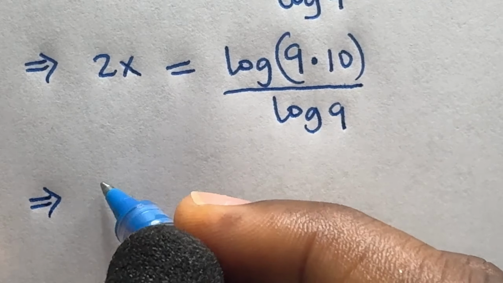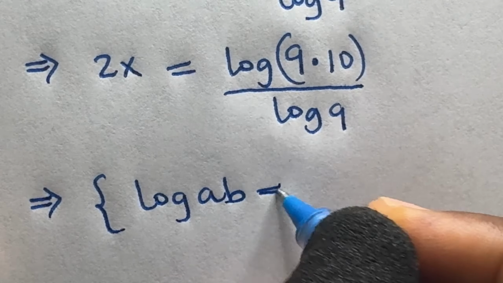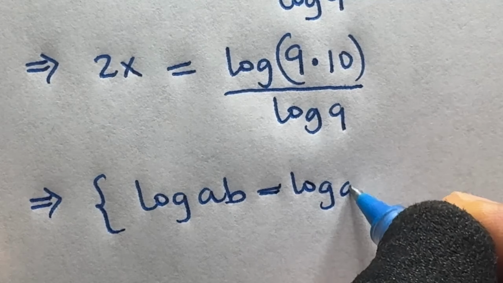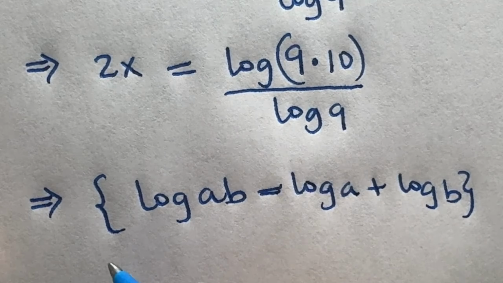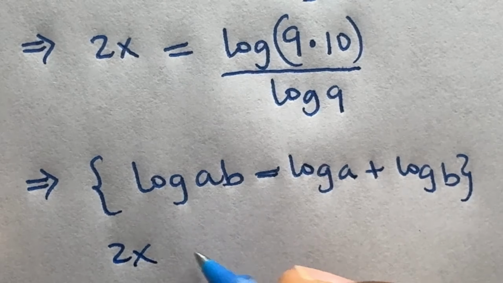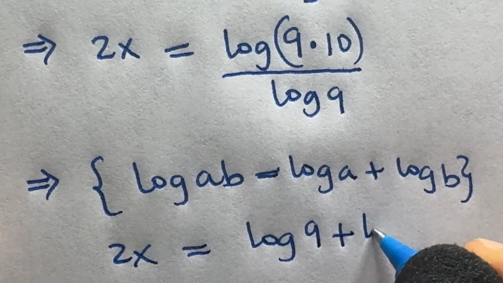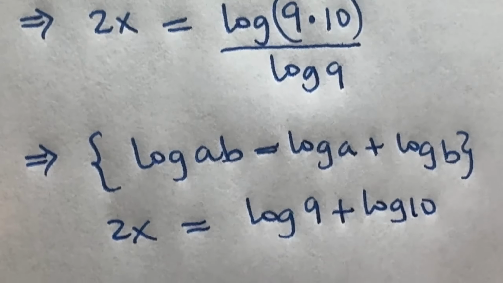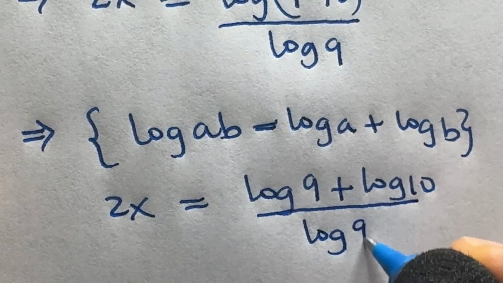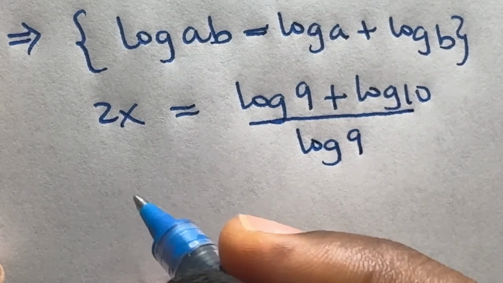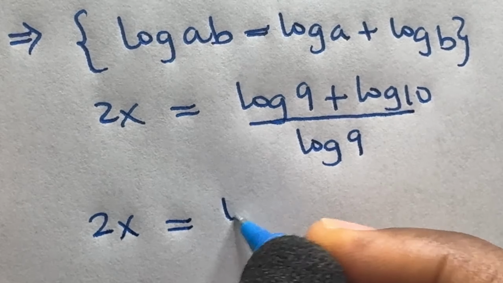By logarithm, log AB is equal to log A plus log B, meaning that 2x is equal to log 9 plus log 10 divided by log 9. Let us separate this division. This will give us 2x is equal to log 9 divided by log 9.